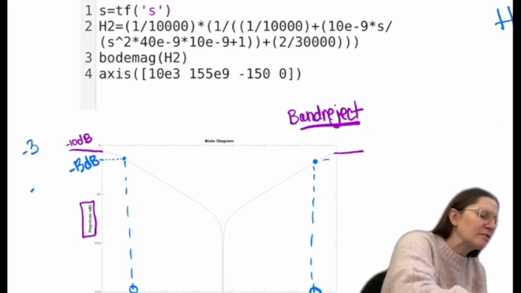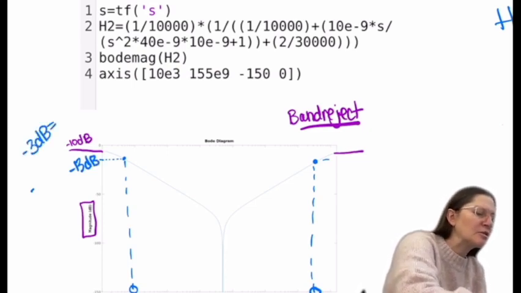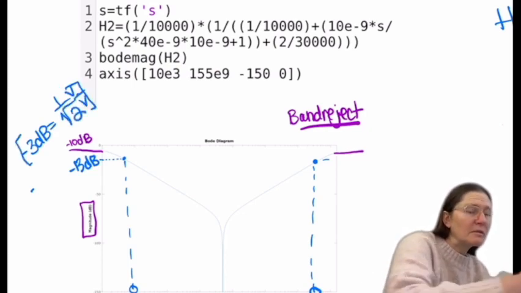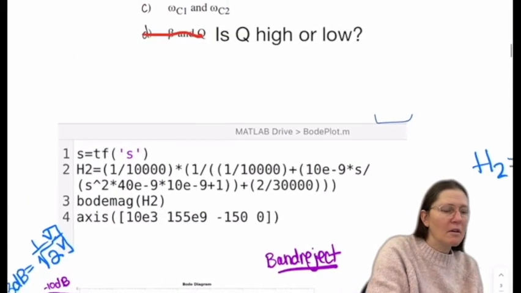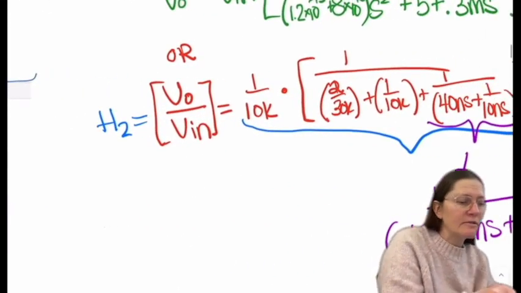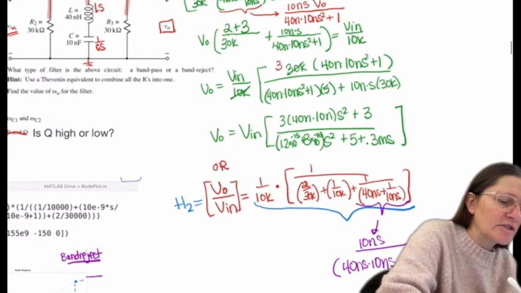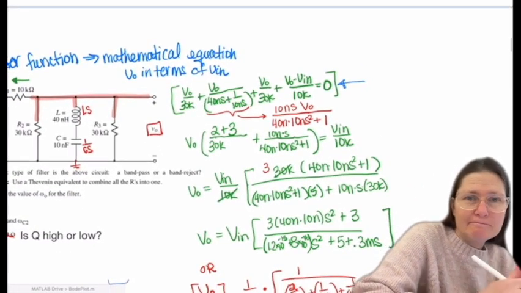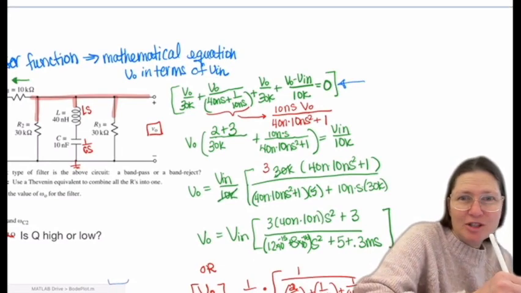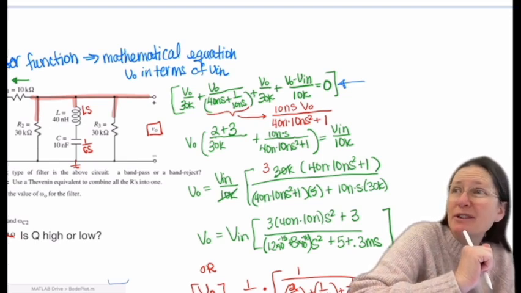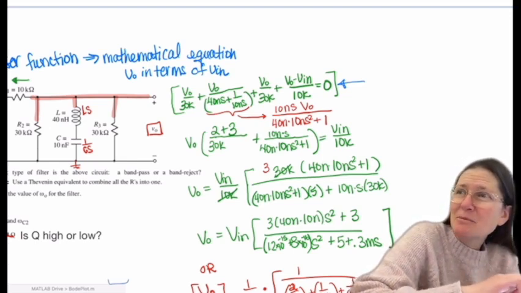So minus 3 dB is equal to 1 over the square root of 2. Could you go back to the H2 equation again? What do you do? So you're plotting the H2 in there. So that is this equation just from here. From here, I just took those out, so I just left it without doing all the algebra. I just left it without the algebra portion of it and put it in to plot it.